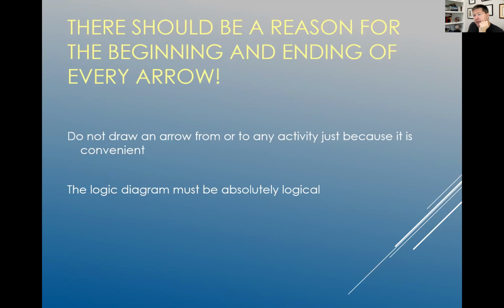All right. There should be a reason for the beginning and ending of every arrow in your logic diagram. Do not draw an arrow from or to any activity just because it's convenient. It's not how we build. The logic diagram must be absolutely logical. When you're finished, you should look at it and it should make sense. I have to put my foundation in before I can start framing, before I can put my windows in, before I can put my roof on, before I can start my mechanical, electrical, plumbing. It's got to make sense.